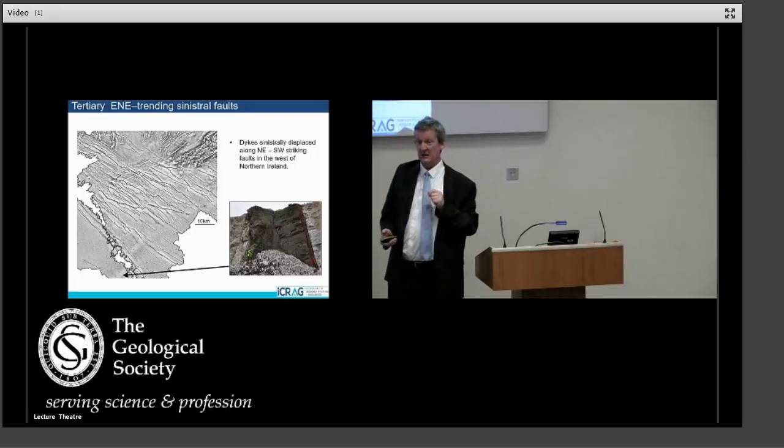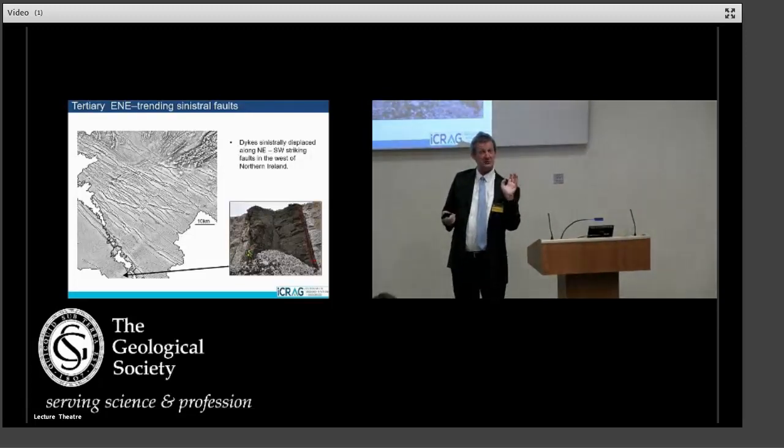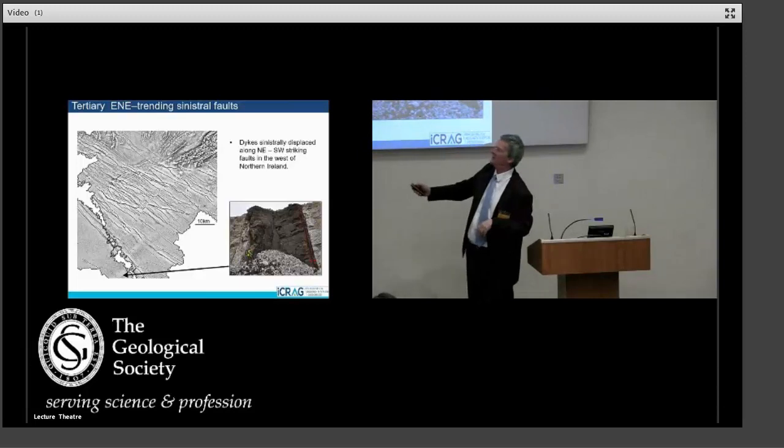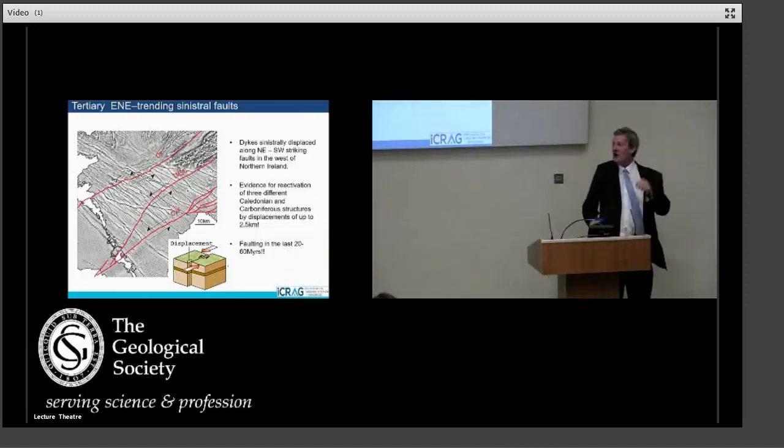It's probably about 60 million years. They happen to have intruded periodically at about the same time as some of these faults started moving. But the faults also actually extended into Oligocene times, 20 million years ago. Really recent activity. The movement on these faults, they're strike-slip faults here.